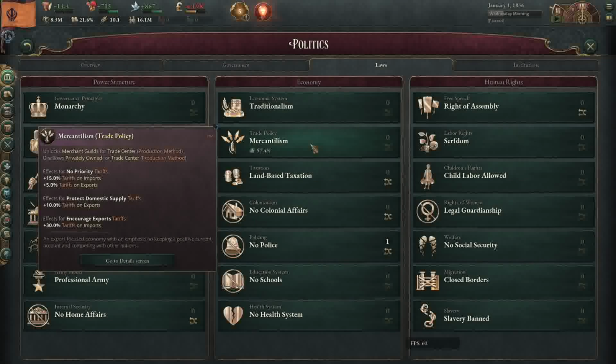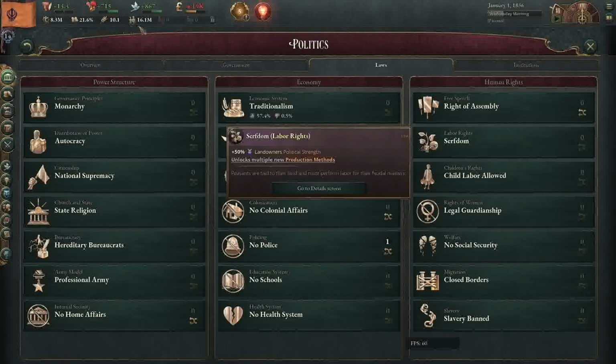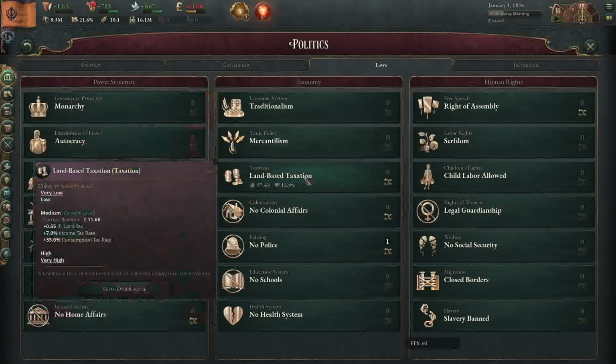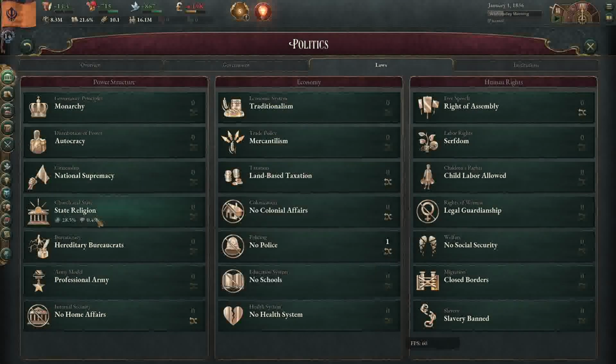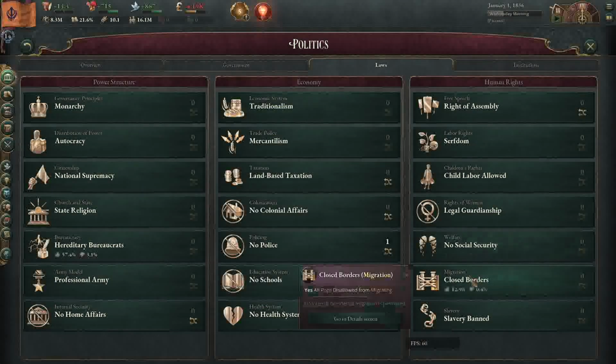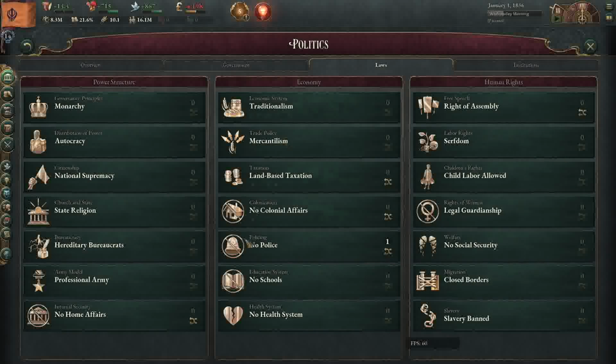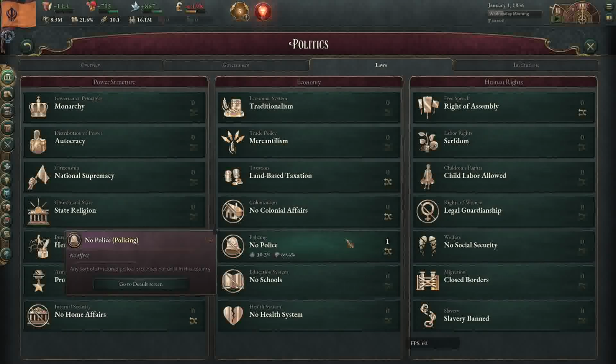You do start in mercantilism, which means it's actually going to be pretty easy for you to make use of corn laws once you have turned off serfdom. But you do start in traditionalism, land-based taxation, monarchy, autocracy, national supremacy, state religion, and closed borders. So you are pretty conservative in terms of your initial law setup.